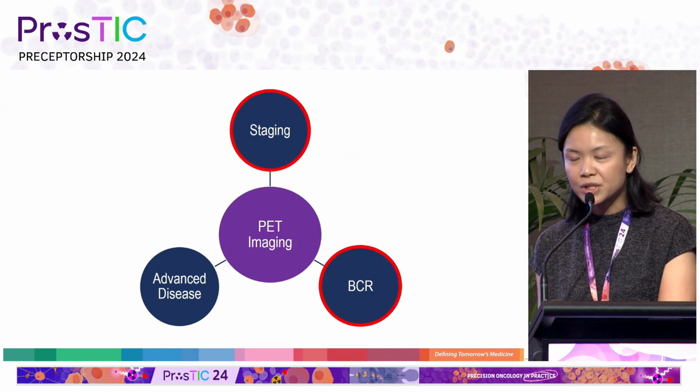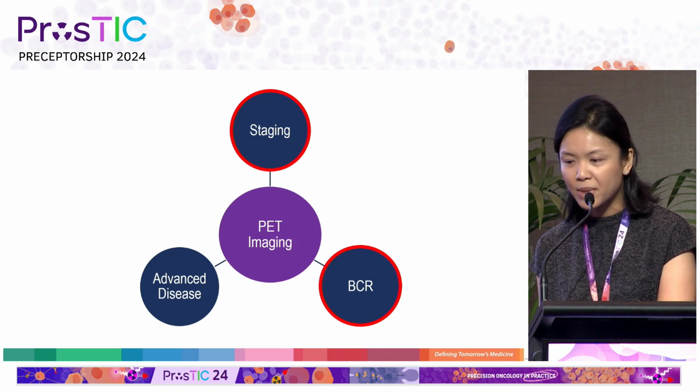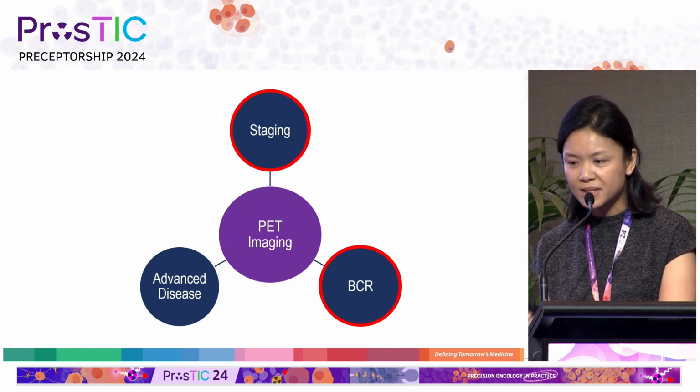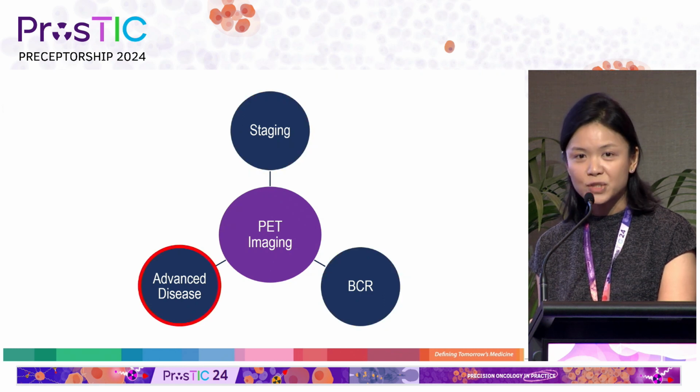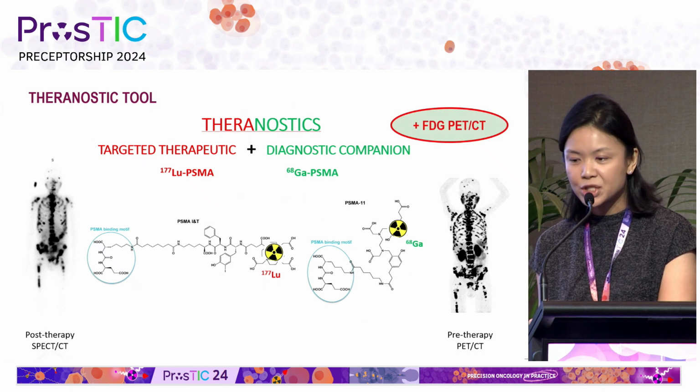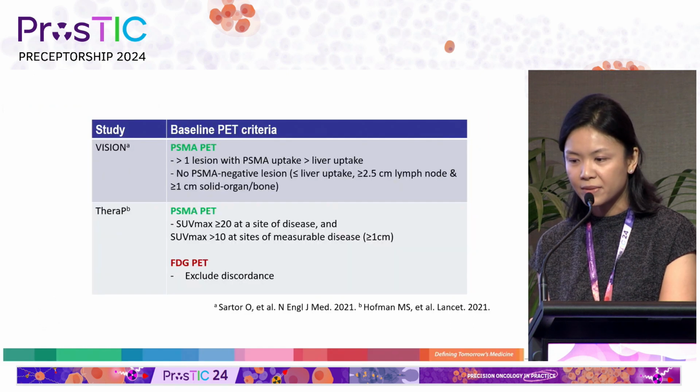So for earlier stages of prostate cancer, in general, PSMA PET is better than FDG PET, but FDG PET does have a role in identifying aggressive disease. The use of dual PET imaging, PSMA and FDG, is often adopted in the advanced metastatic disease setting, where it can be used as an additional tool to PSMA PET for better selection of patients for radioligand therapy.